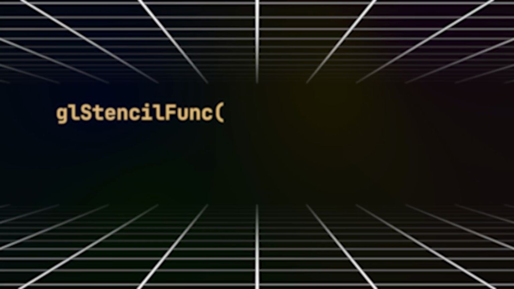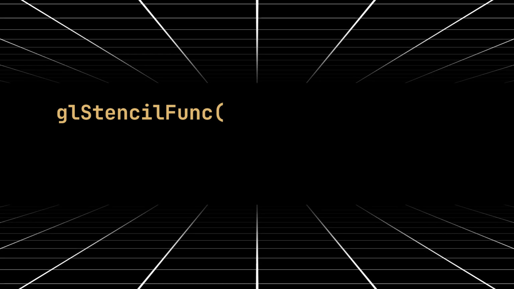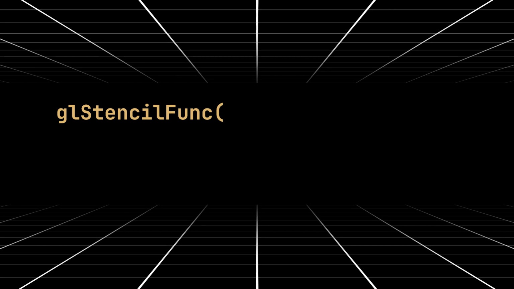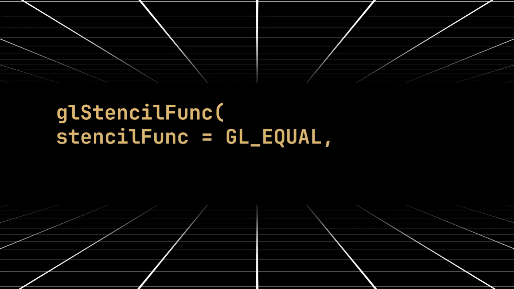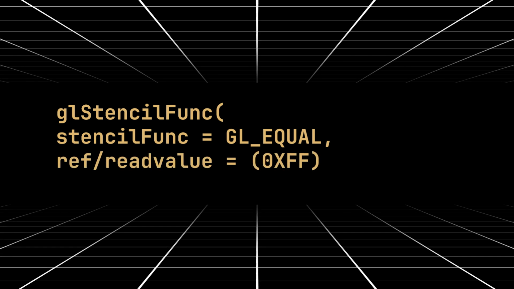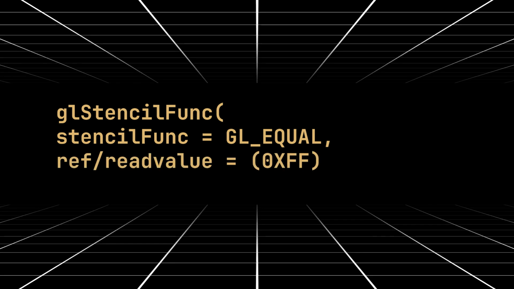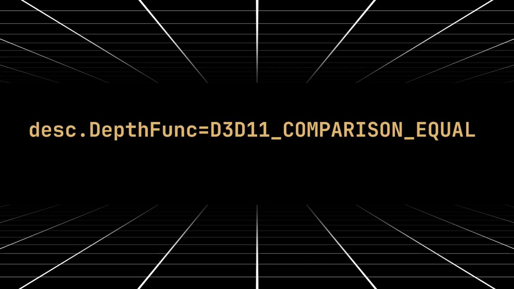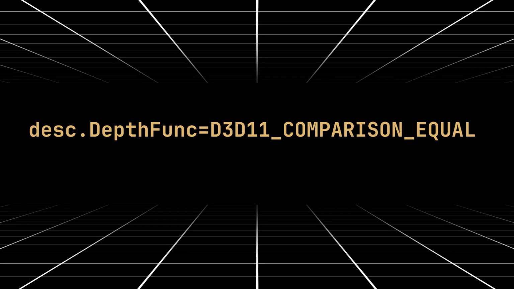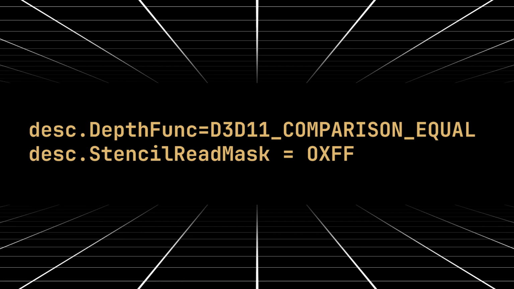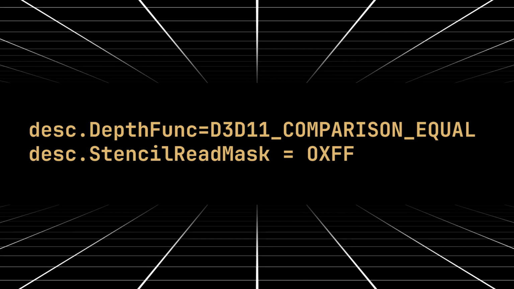So I will show you the OpenGL implementation first. In OpenGL, we call glStencilFunc. The first parameter we pass in is the stencil func, which is, for example, GL_EQUAL. The next parameter we pass in is the reference or read value. And the last parameter we can send in is the mask. In DirectX, this is equivalent to setting the description's StencilFunc to, for example, COMPARISON_EQUAL, and the description's StencilReadMask to our desired read mask.